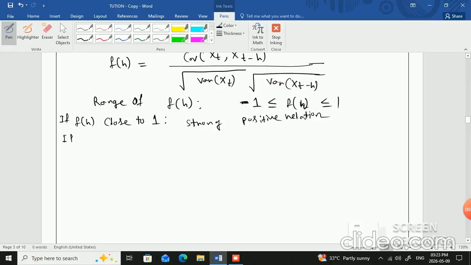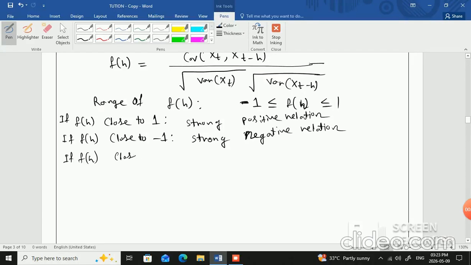If fh is close to -1, that means strong negative relation. Strong negative relation. If fh is close to 0, no relationship. No relationship exists.